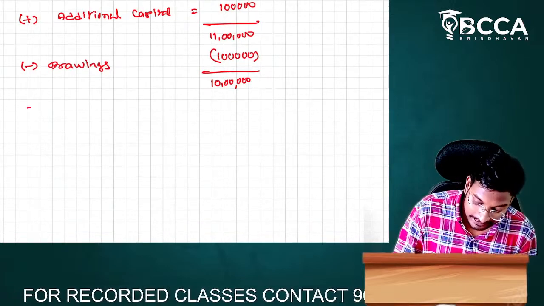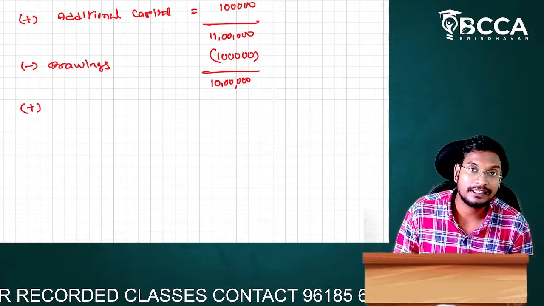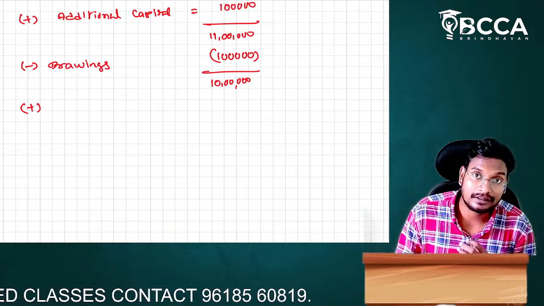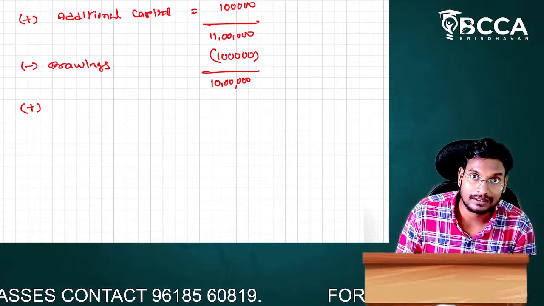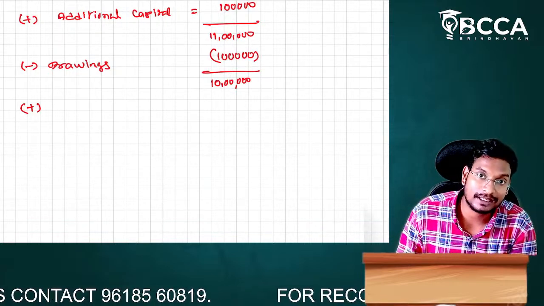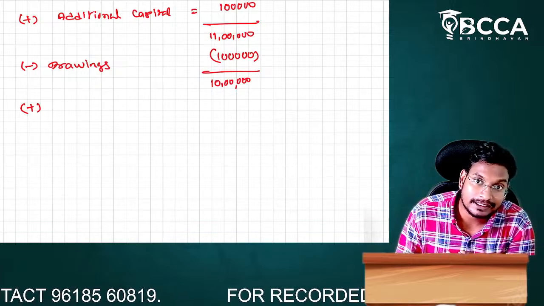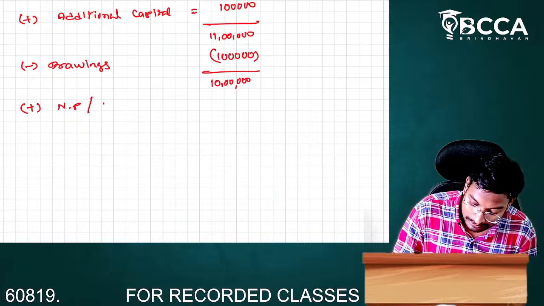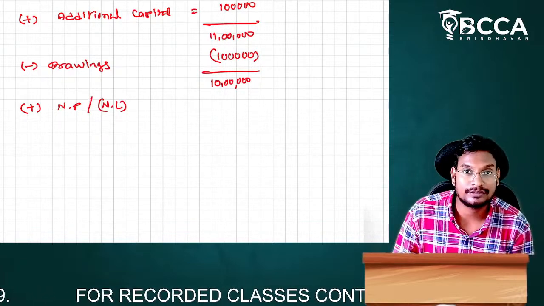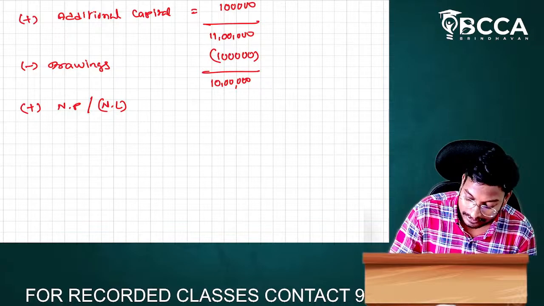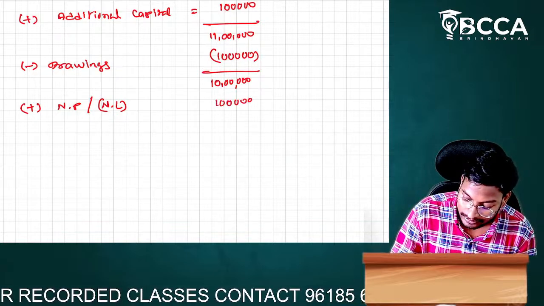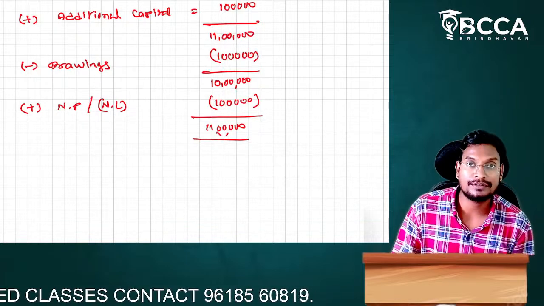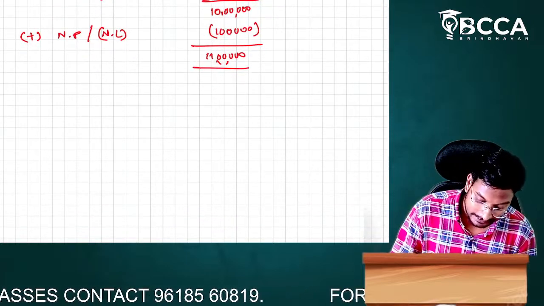Next, if you get net profit, we have to add it to the capital. We have already seen this in the final accounts chapter. If we get a net loss, we deduct it from the capital. Let us imagine the net profit as 1 lakh rupees. Then we will get 11 lakhs. Then after that, interest on capital.